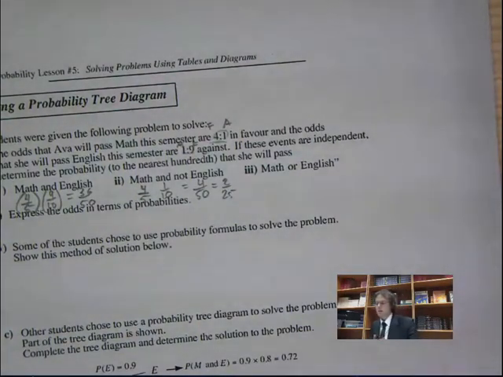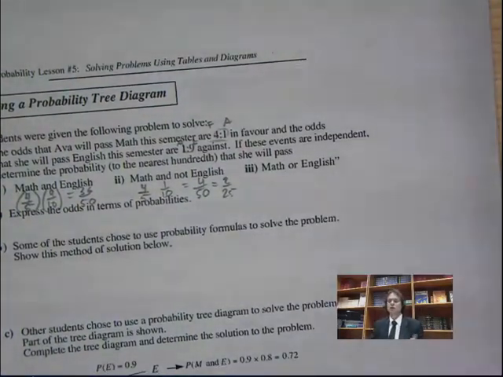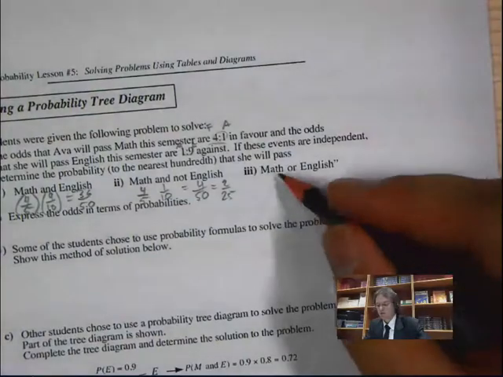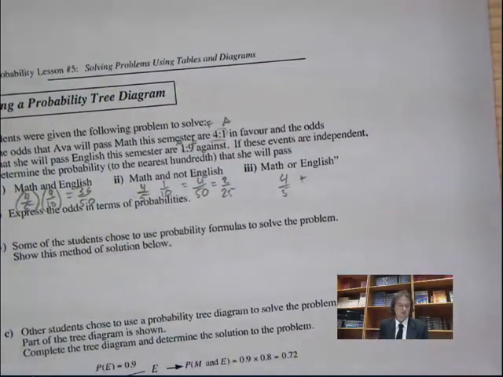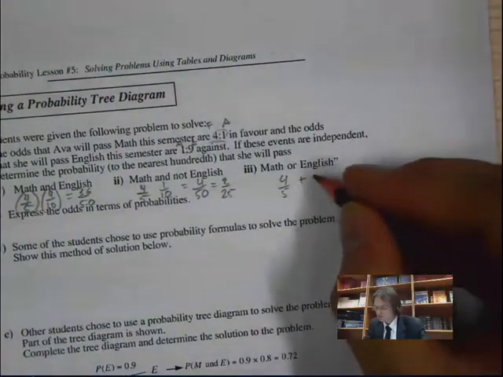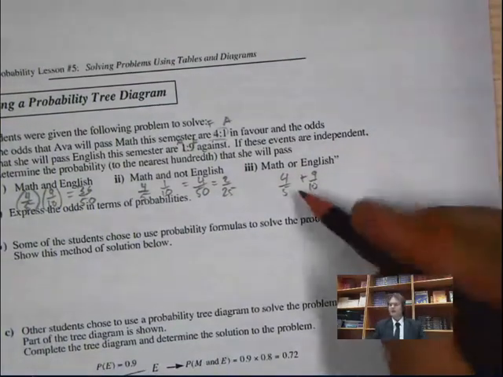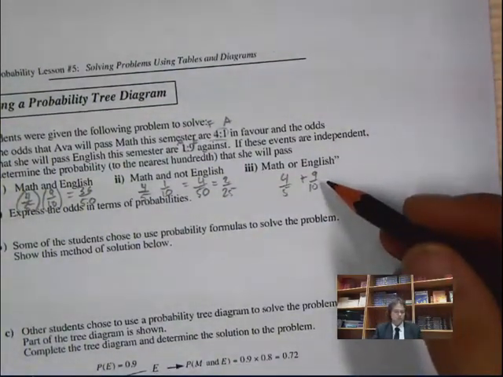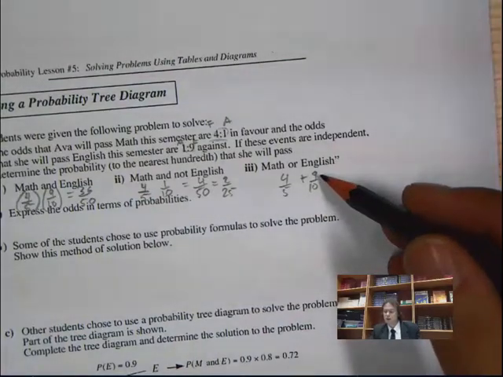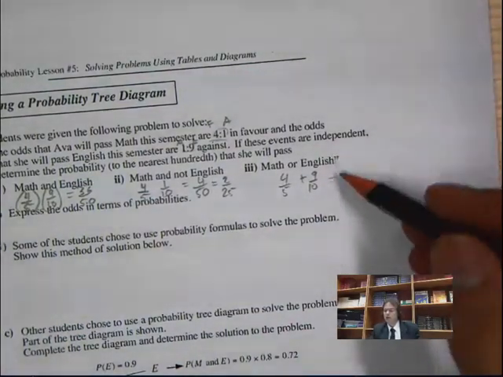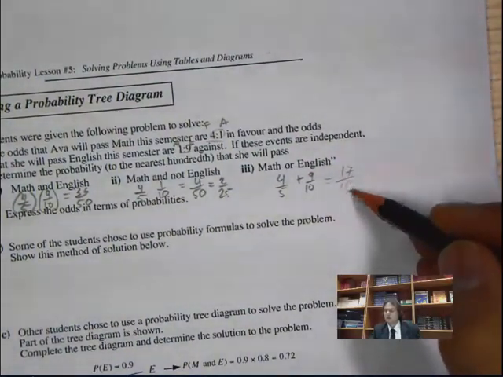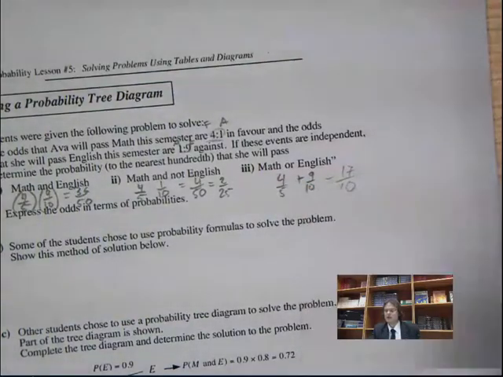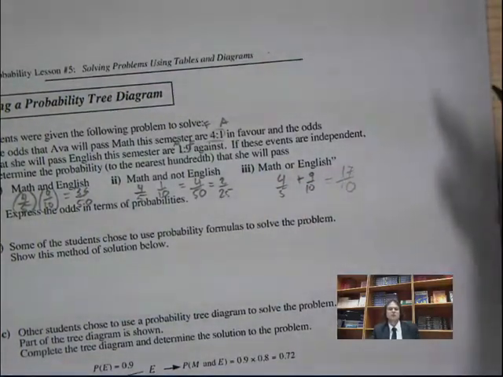Now the last one says math or English. So what is the probability of her passing math or English? Well, or is adding. So that is going to be 4 out of 5 plus 9 out of 10. But now if we add these together, what do we notice? It is way too big. So this will give me over 100. I'm going to get 17 out of 10, because 4 out of 5 is the same as 8 out of 10. That is too big. How can we have over 100%?